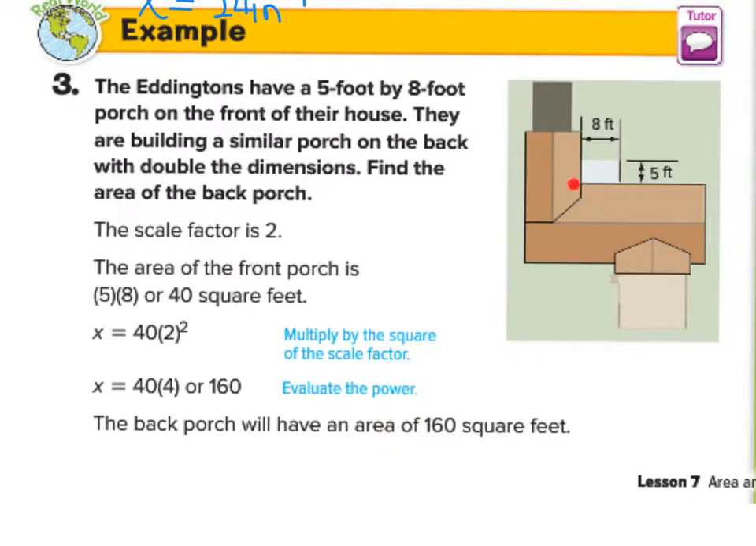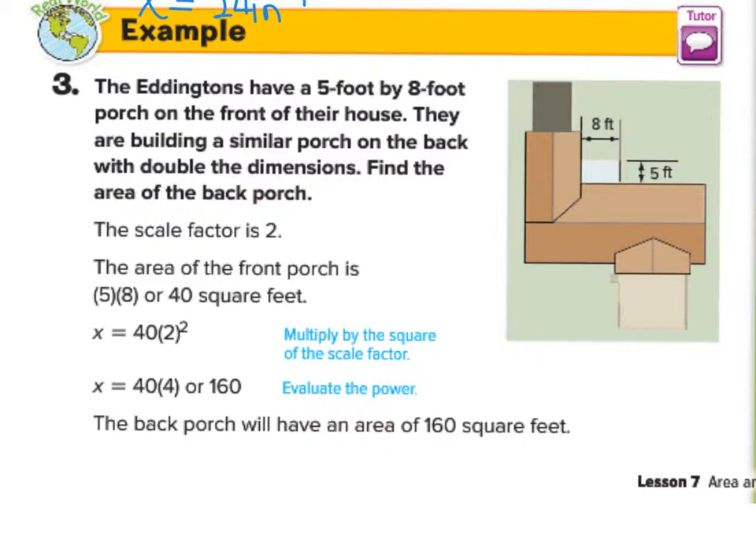It looks like we have, this looks like the roof of a house. Okay, let's read. The Eddingtons have a 5-foot by 8-foot porch. Okay. 8 foot by 5. So right here, it goes up 5 by 8. Okay. They are building a similar porch on the back with double the dimensions. Find the area of the back porch.